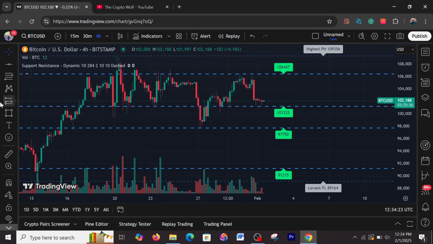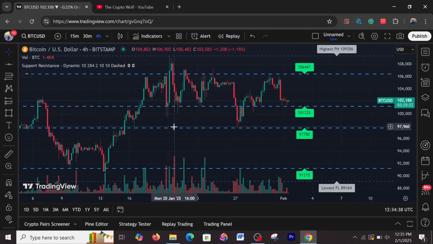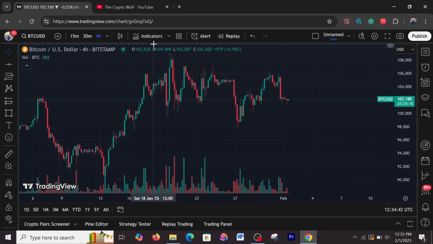Even right now, Bitcoin, just this support area at around 101,200, it seems to be trying to bounce off, and we are currently at 102,188. So you see, I combined both of these indicators. I combine them.